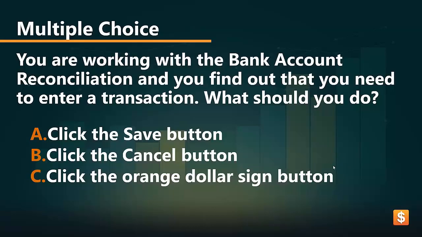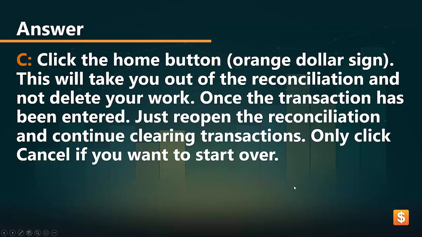And the answer is C. 100% of us got that right. Congratulations, guys. Good job. So C, yeah, click the home button, which is the orange $ sign. This will take you out of the reconciliation and not delete your work. Once the transaction has been entered, just reopen the reconciliation and continue clearing transactions.